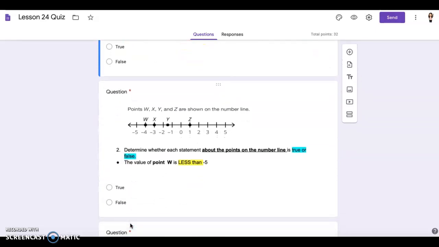Number 2. Determine whether each statement about the point on the number line is true or false. The value of point W, which is on negative 4, is that less than negative 5? True or false?